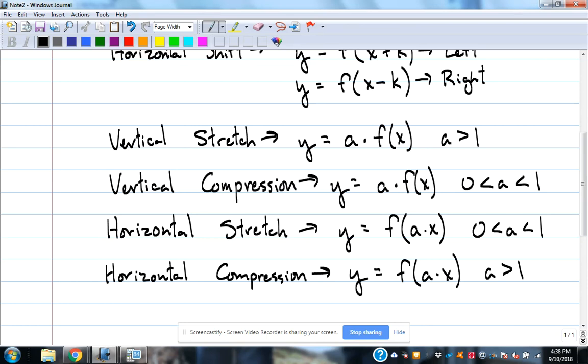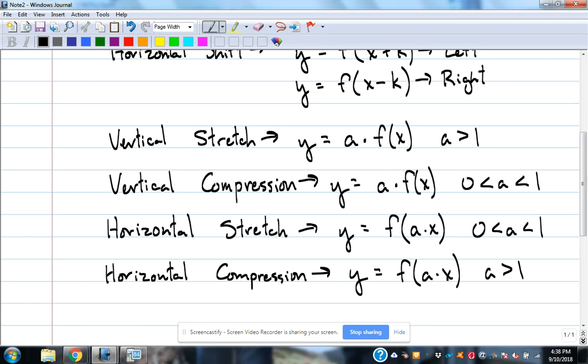You may hear me slip up and say shrink from time to time. That was the terminology that I learned in undergrad, stretch and shrink. But they've since changed the terminology to compression instead of shrink. But stretch, vertically, big number on the outside. Big number on the inside is a compression. Horizontal things are the opposite.